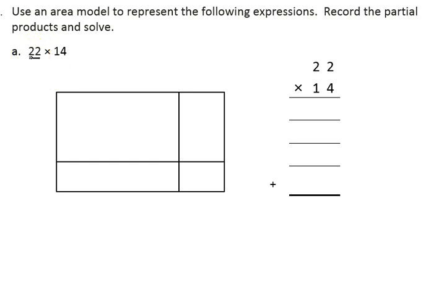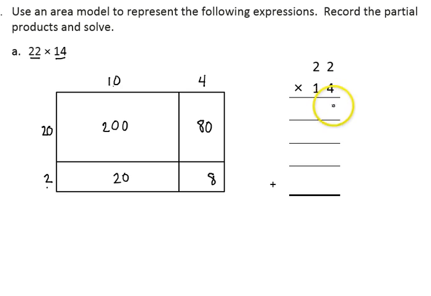I'm going to start by writing my 22 in expanded form along the side. 22 is the same as 20 and 2. Then I'll write the 14 across the top as 10 and 4. Now I just need to find the product in each of these rectangles. The first rectangle is 20 times 10, which is 200. Going across I have 20 times 4, which is 80. Then I take 2 times 10 for this rectangle, which is 20, and 2 times 4 for the last rectangle, which is 8.